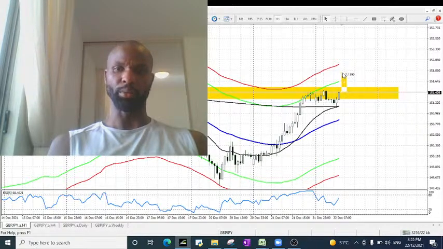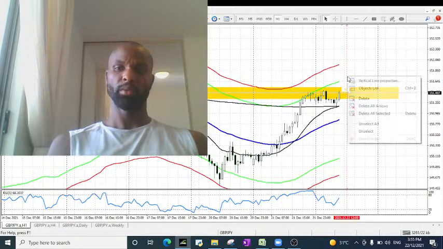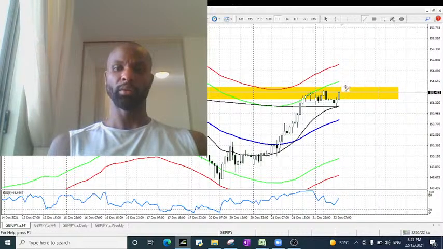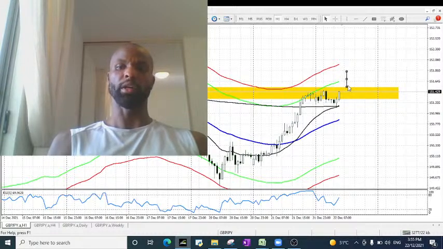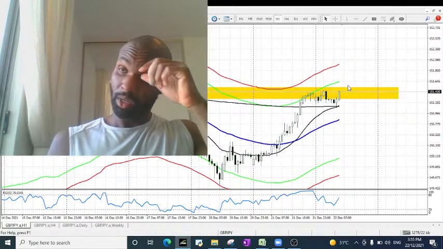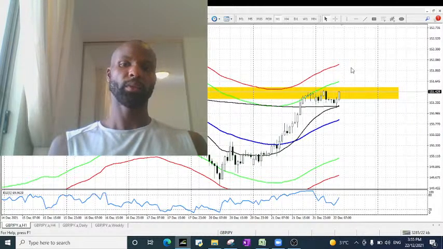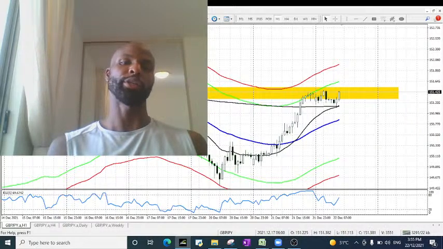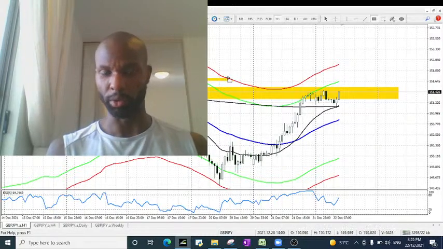get a massive rejection candle like this with a huge wick. If we get this type of rejection, we're taking it down. We're taking sales. But as it stands now, we just have to wait. Of course, the bias is bullish, but at the same time, we are sitting on a zone. We can't take buys here. That would be suicidal almost.